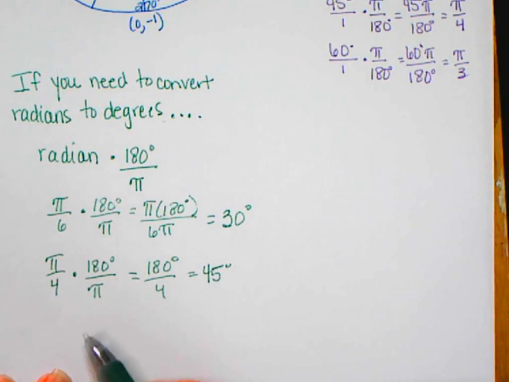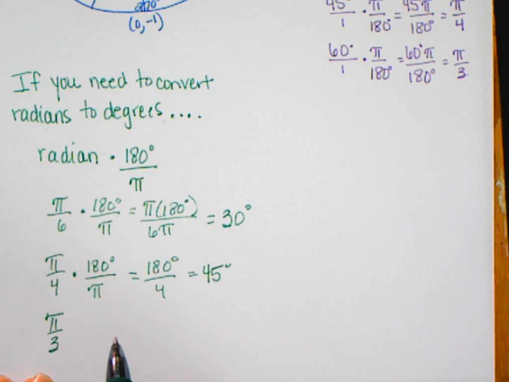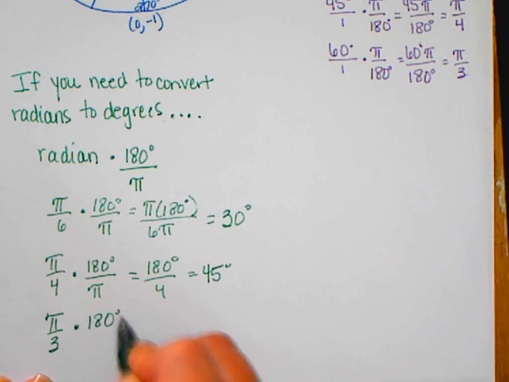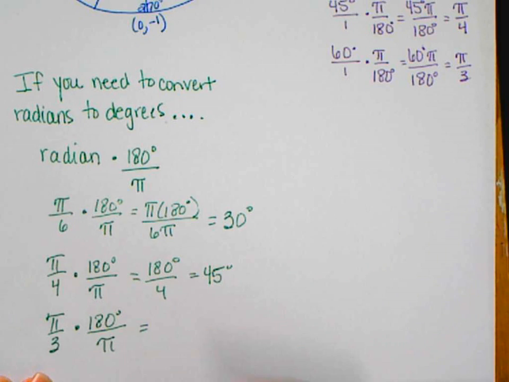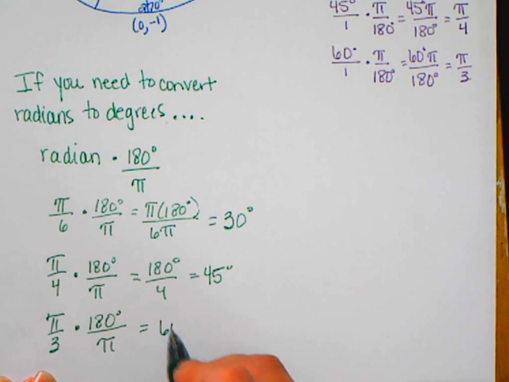Might as well go ahead and do pi thirds while we're at it. So my radians is pi thirds radians. Multiply it by 180 degrees over pi. We know pi's will cancel. You'll be left with 180 degrees divided by 3, which will give us 60 degrees.